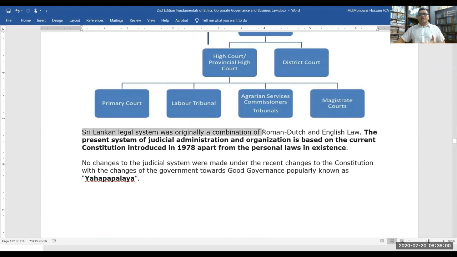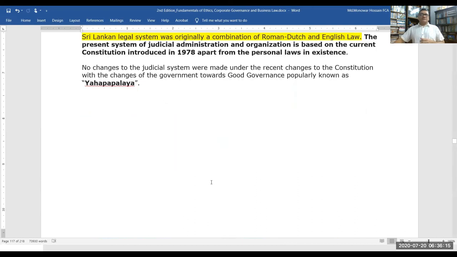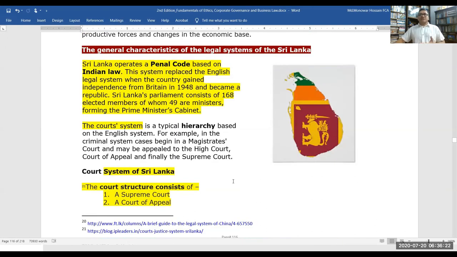So the Sri Lankan legal system was originally a combination of Roman, Dutch, and English law. This is the fundamental thing. Basic summary of the general characteristics of the legal system in Sri Lanka.